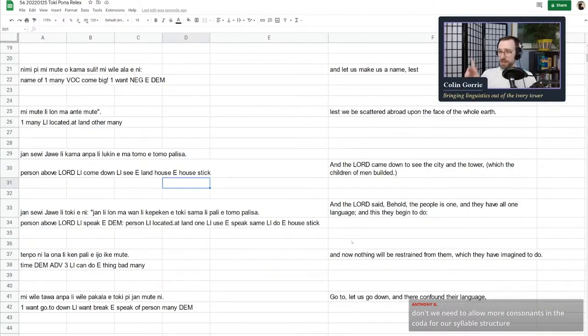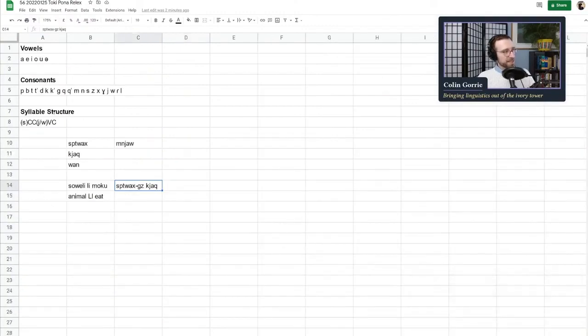Yes, okay, so that's a good point. We do need to have more consonants in the coda for our syllable structure. However, we could consider this to be a kind of morpheme structure constraint rather than a syllable structure constraint, and then we can just add. Yeah, okay, so let's do that.